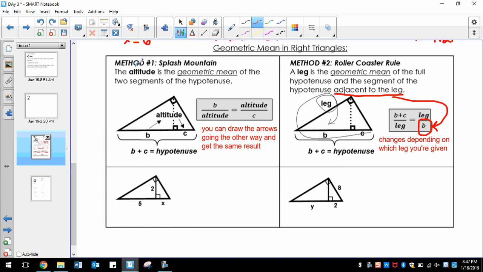The first one is called method 1. The altitude itself that they draw is the geometric mean of the two segments of the hypotenuse. So when we drew the altitude, it split the hypotenuse into two different parts. The altitude itself, whatever is the value or label here, that is the mean, the geometric mean. So in order to write a formula for this, you'd have to take one section of the hypotenuse, so B, and then that would be over the altitude because the altitude is the geometric mean. The altitude would also go here, and then the C, the other section that you're finding the geometric mean of, goes on the bottom of the second fraction.